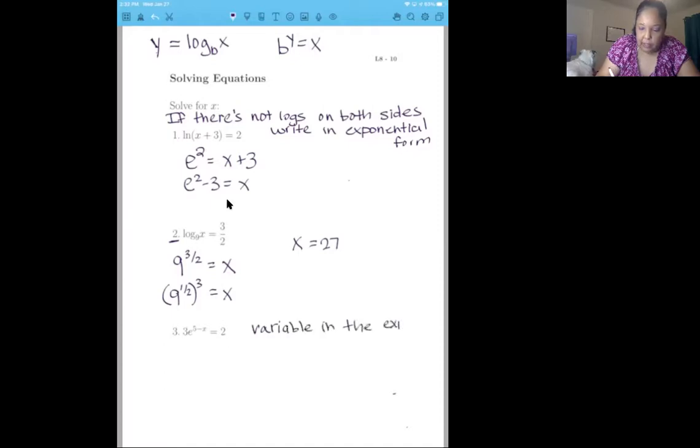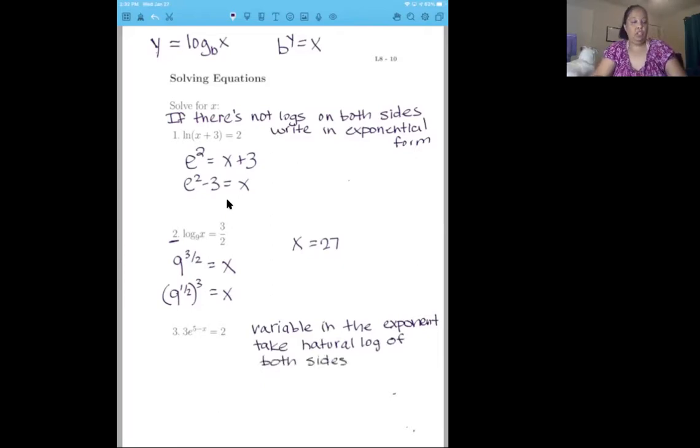And you're going to take the natural log or the log, I always take natural log. And definitely if you have base e, you want to take the natural log. I'm going to take the natural log of both sides. So I have 3e to the 5 minus x equals 2. The first thing I'm going to do is divide by 3. So I want the base on one side by itself, the one with the variable. 5 minus x equals 3 halves.